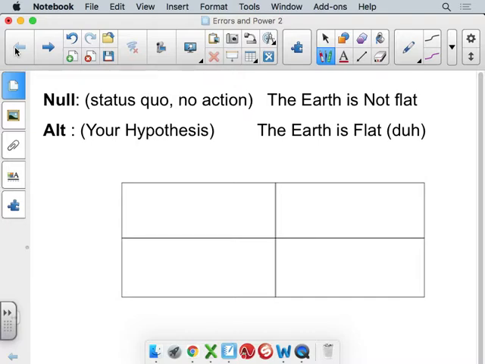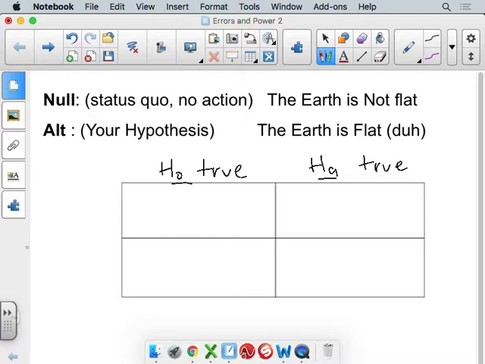So there's two options when you do this. Either the null is true, that's an option, or there's another option that the alternative is true. One of those statements is true, the other one's false. I'm going to make a little table to try and make this digestible here. Okay, so either the earth is not flat or the earth is flat. One of the two things.